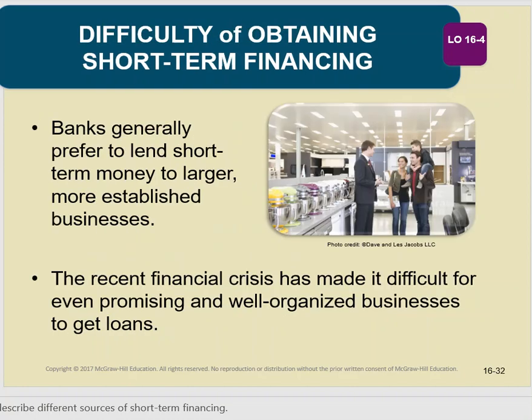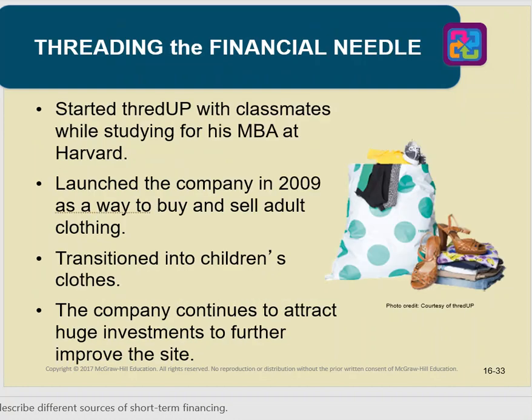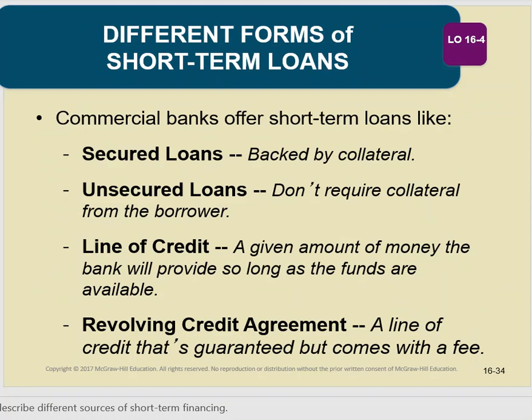The problem is, small businesses generally have a hard time getting short-term financing, especially from banks and other financial institutions. If they do offer short-term financing, it's usually not to small businesses, but to bigger, more established businesses. There are different types of loans, though, that will be given out on a short-term basis. Loans will either be secured or unsecured. Secured means that the loan is backed by collateral or other property.